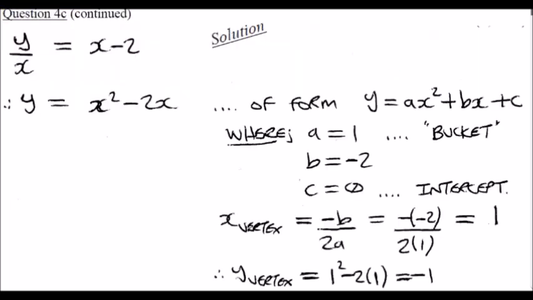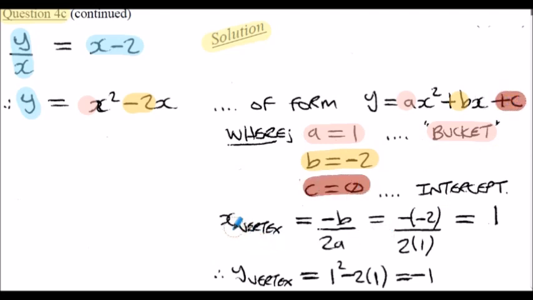So question 4c, beginning of the solution. So given the equation in the question, it's actually y divided by x is equal to x minus 2. We multiply throughout by x to form the equation y is equal to x squared minus 2x. This is of the form y equals ax squared plus bx plus c, where this time the a in our equation is positive 1, so that makes it a bucket shape. The b in our equation is negative 2. The c value is 0 in this case.